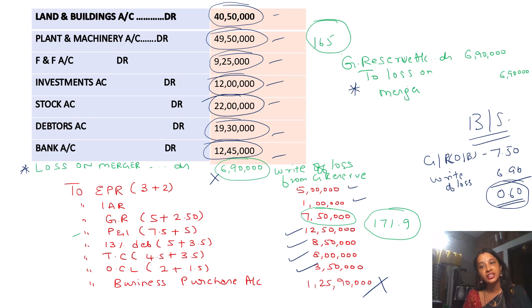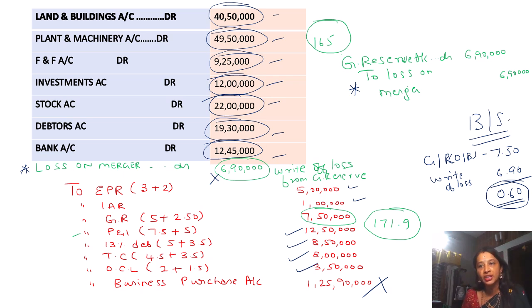So the first entry was business purchase account debit to liquidators of X and liquidators of Y. The second entry is all the assets account debit to all the liabilities, and we find out loss on merger. I will not repeat the statement. If you have any doubts, you can replay the video again.